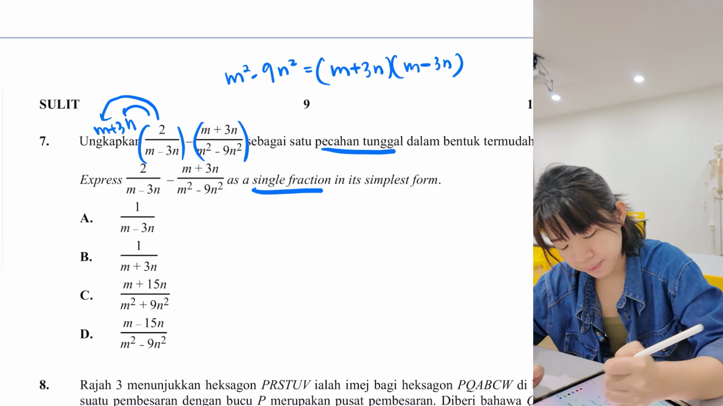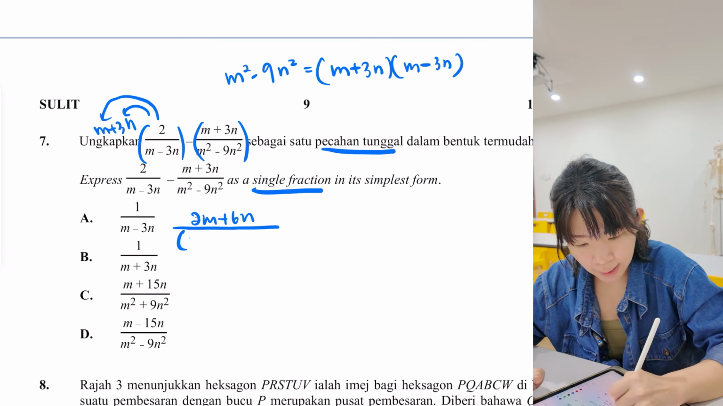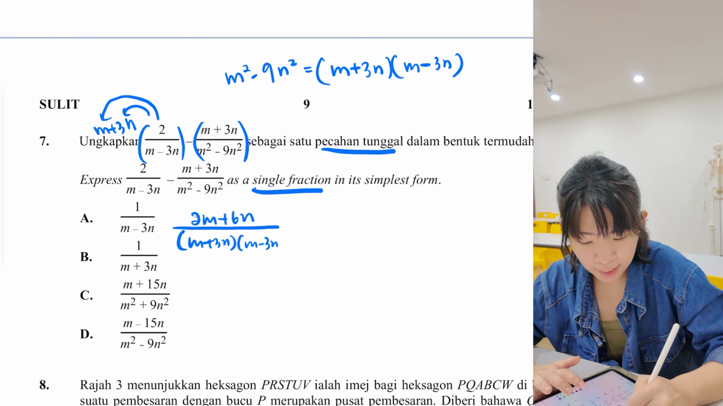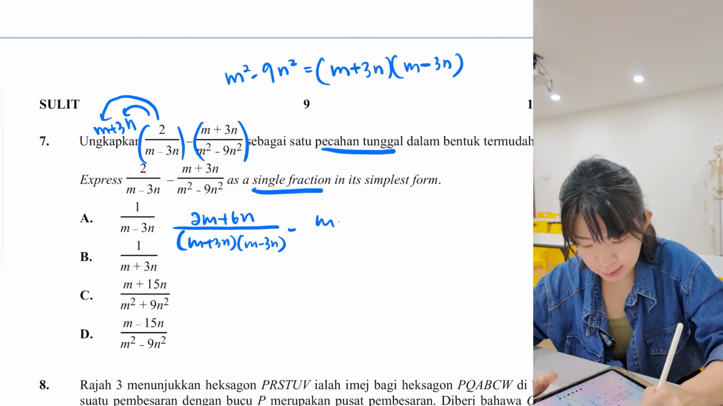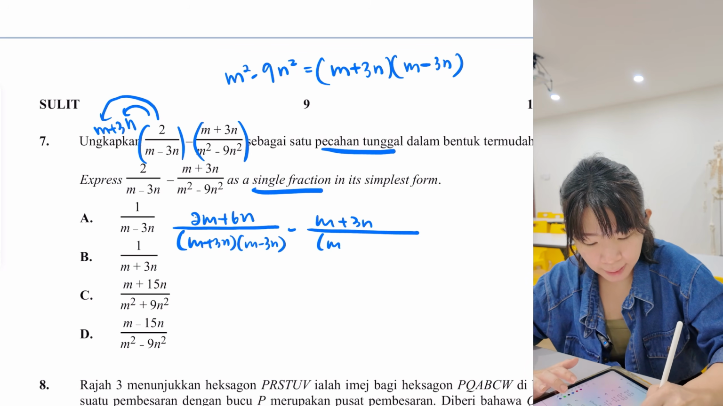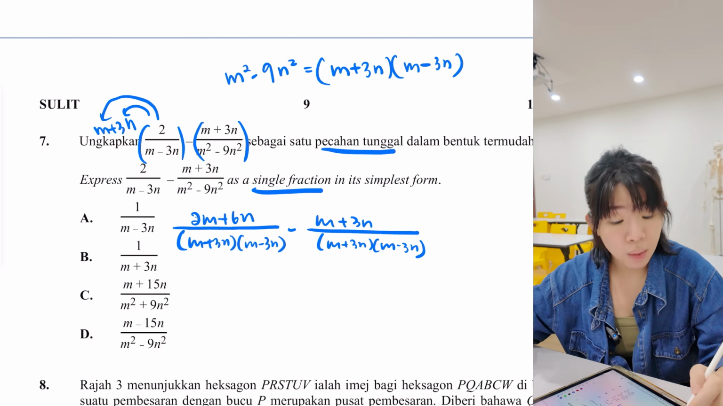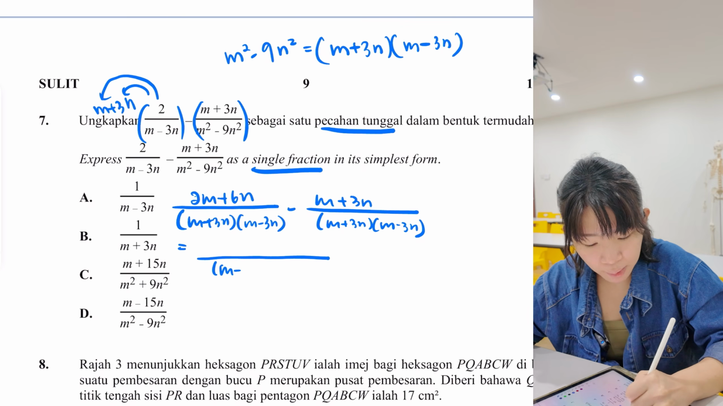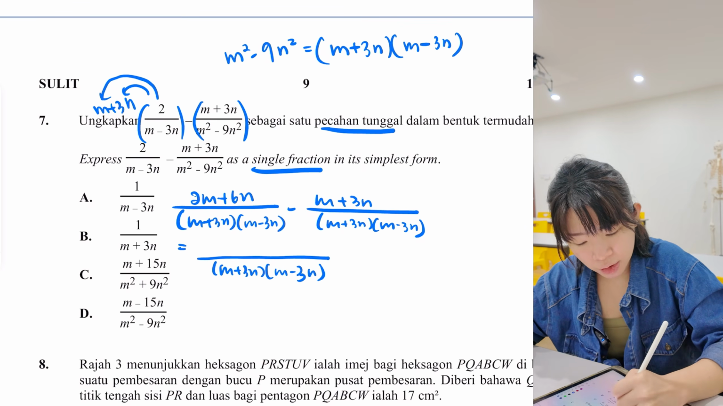Okay, so the 2 expands. So we get 2m plus 6n. The denominator will be m plus 3n, m minus 3n. Okay, minus. For the second fraction, we don't have to times anything. It's the same, because the denominator is already m plus 3n, m minus 3n. So now they have the same denominator. Next step, we can combine them by writing only once the denominator. Write once can already. So we can combine things on top.